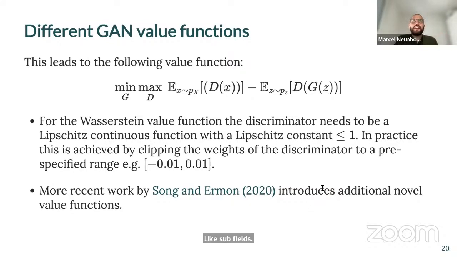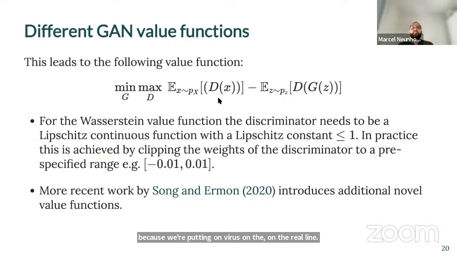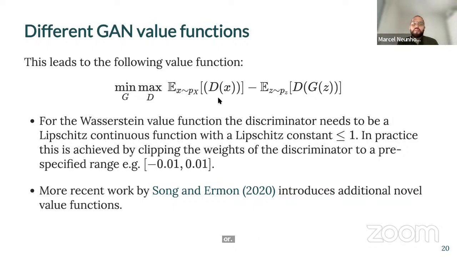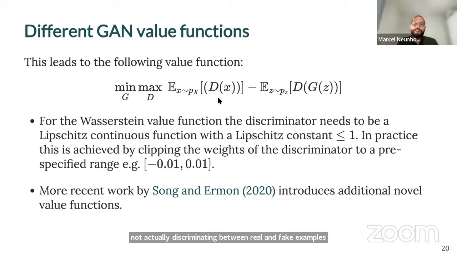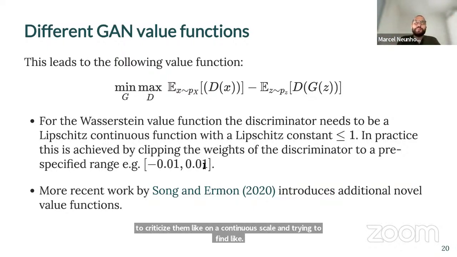So that's the first thing, and as I've said, we don't need this sigmoid activation function in the output layer of the discriminator anymore in this case, and we can just use the linear output layer. So putting values on the real line. In those GANs, if you read up on those papers that use the Wasserstein value function, the discriminator is often called a critic instead of a discriminator, as it's not actually discriminating between real and fake examples anymore. It's trying to criticize them on a continuous scale and trying to find the way that those two distributions match.